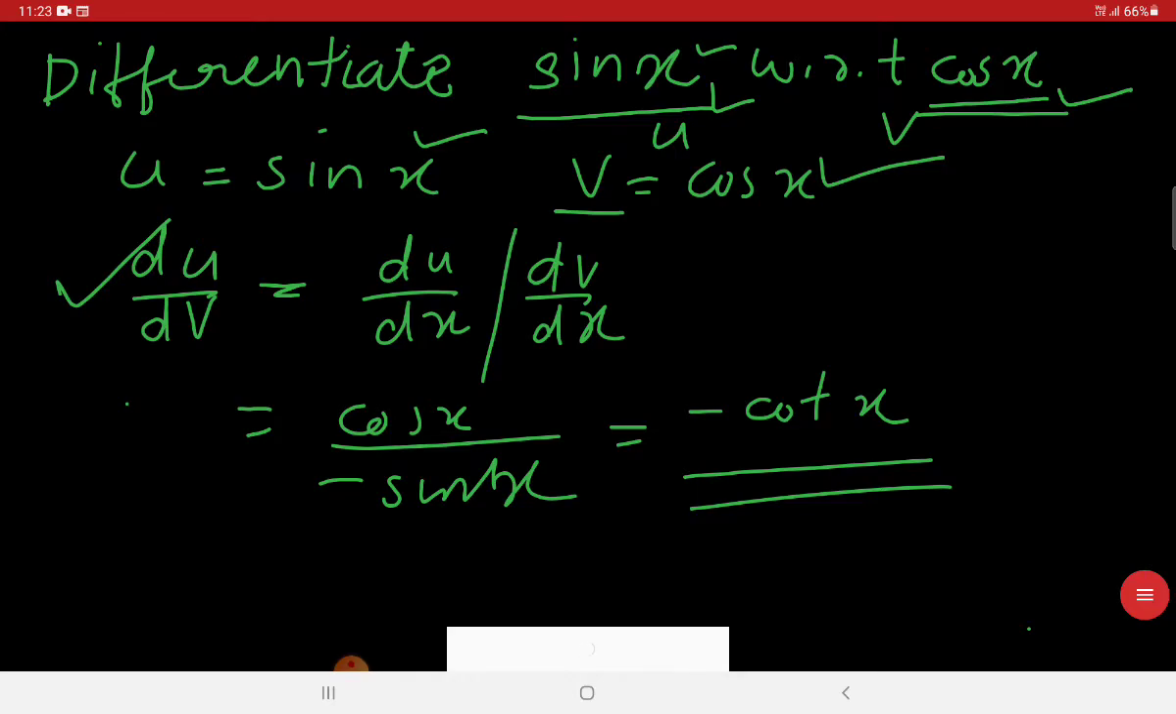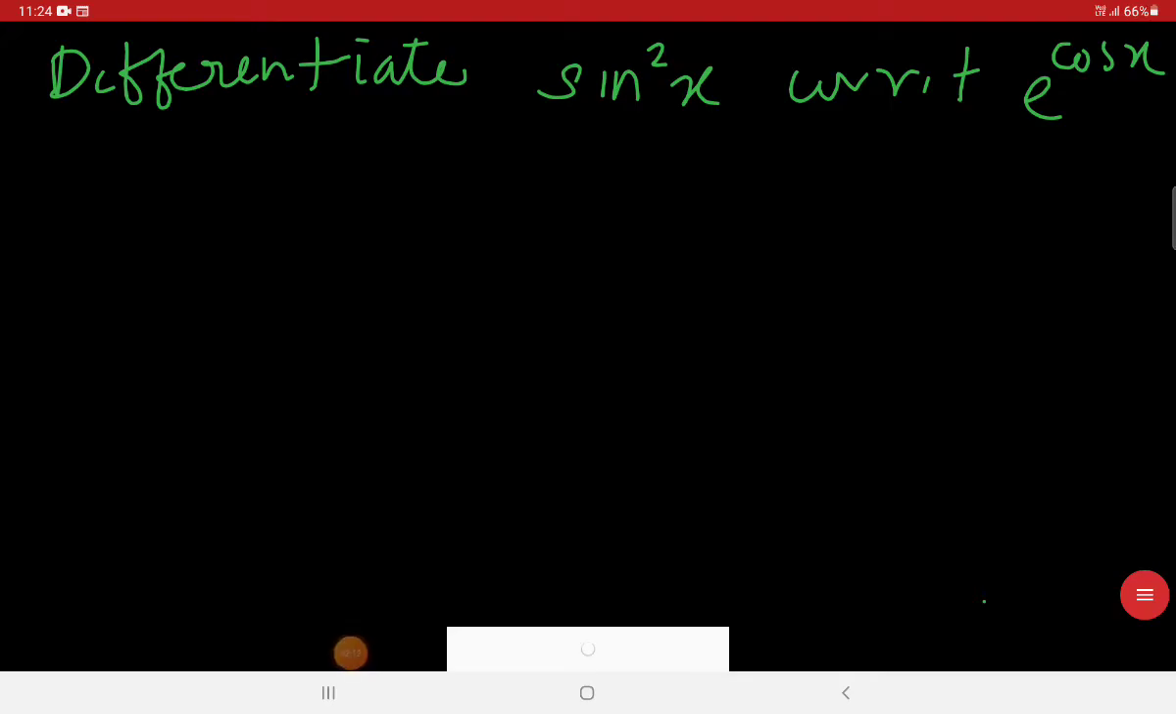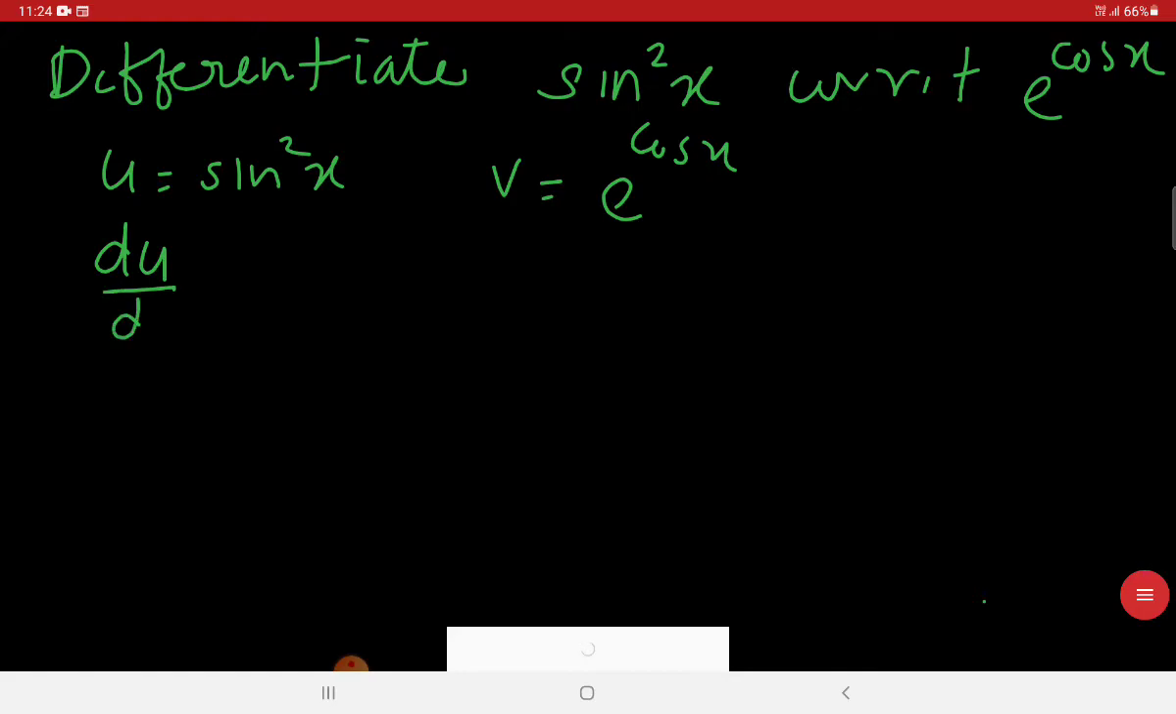Let us do some more problems. Differentiate sin square x with respect to e raised to cos x. So let us take u is equal to sin square x, v is equal to e raised to cos x. Now find du by dx. Du by dx means it is, see, sin square x, it is of the form x raised to n, that form. So that is equal to 2 into sin x.